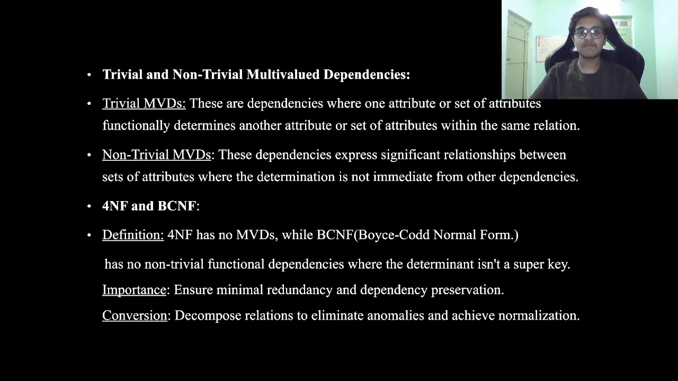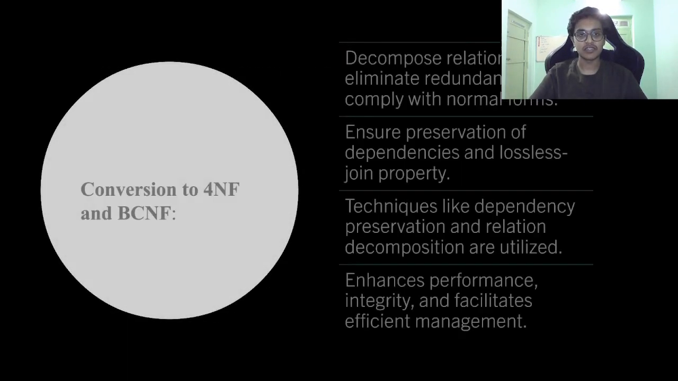These are dependencies which are going to express significant relationships between sets of attributes where the determination is not immediate from other dependencies. The next key concept here is going to be 4NF and BCNF. The definition for 4NF is going to have no MVDs, whereas BCNF, which stands for Boyce-Codd Normal Form, is going to have no non-trivial functional dependencies where the determinant isn't a super key. The importance of this is to ensure minimal redundancy and dependency preservation. And conversion here is going to decompose the relations to eliminate anomalies and achieve normalization.